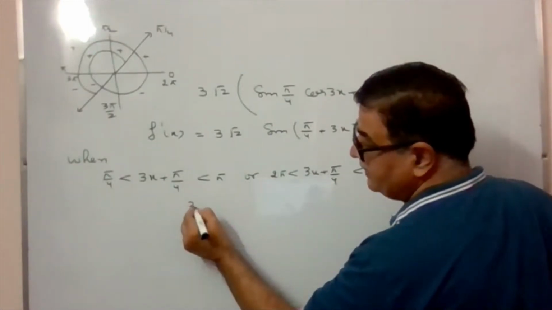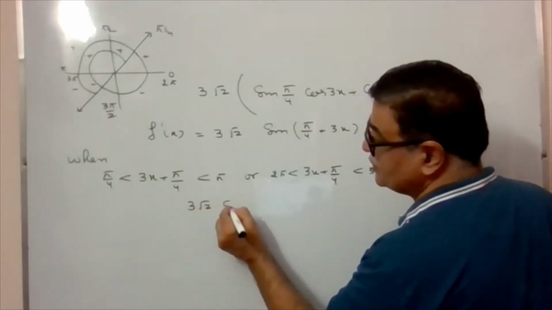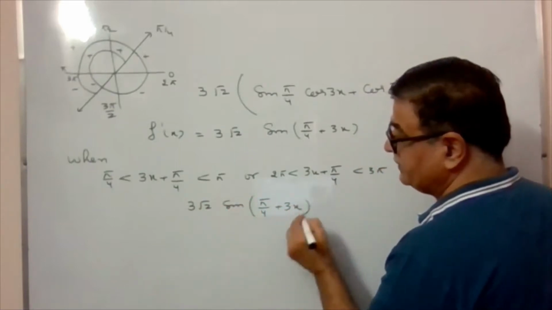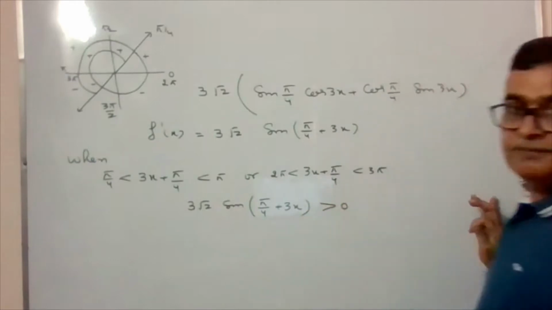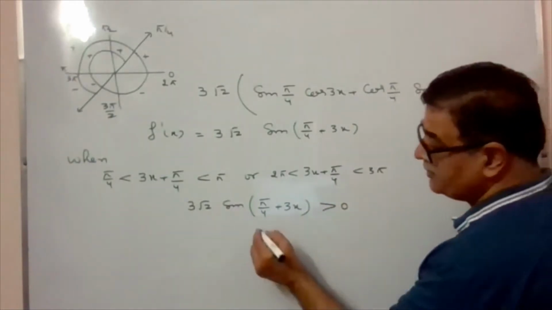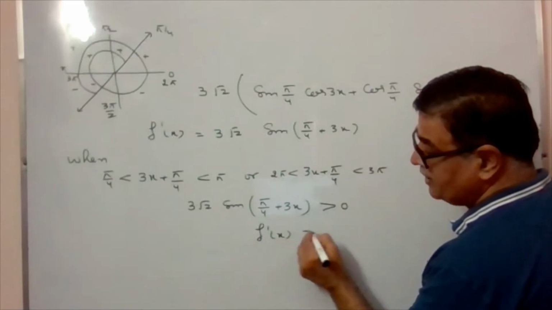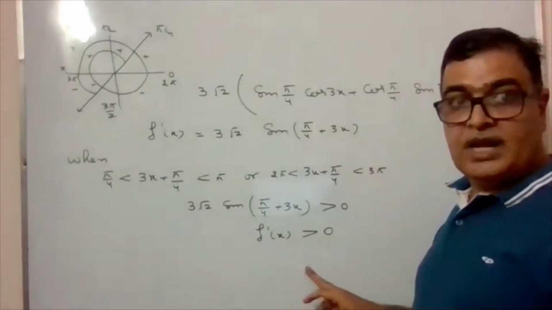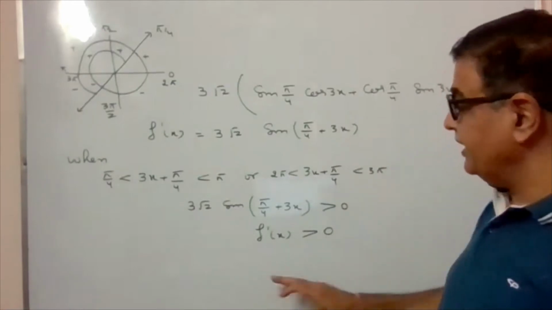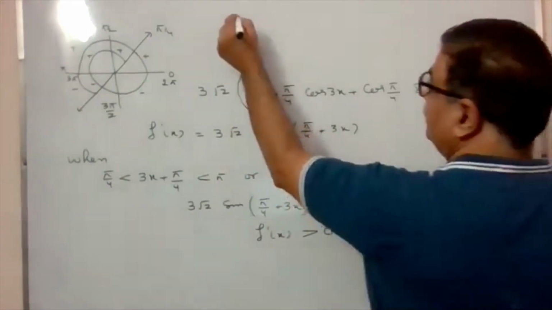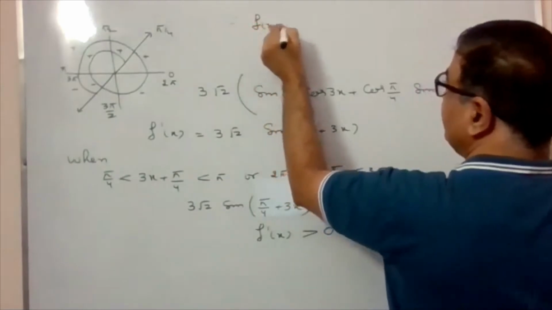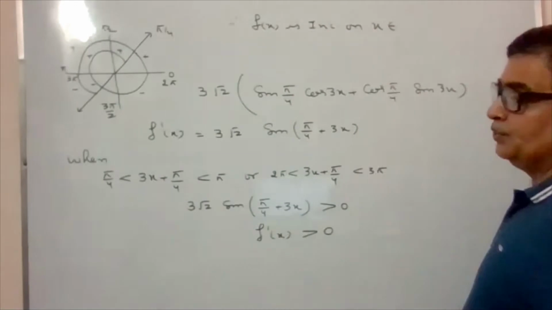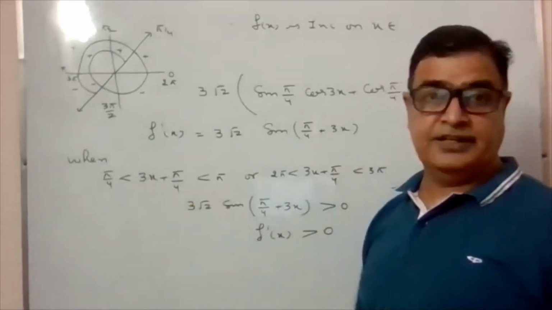What should you say in this case? In this case, 3 root 2 sine of (pi by 4 plus 3x) comes out to be a positive number. If it is positive, it means f dash x is greater than 0. And if f dash x is greater than 0, therefore f(x) is increasing on x belonging to. Now I should go for x here.